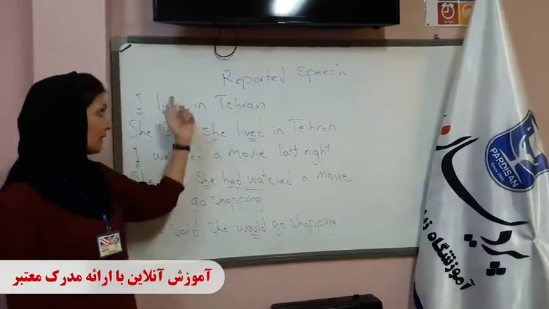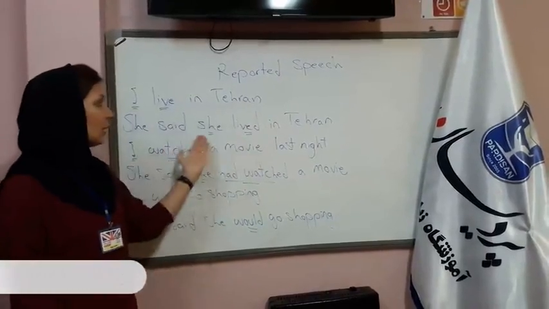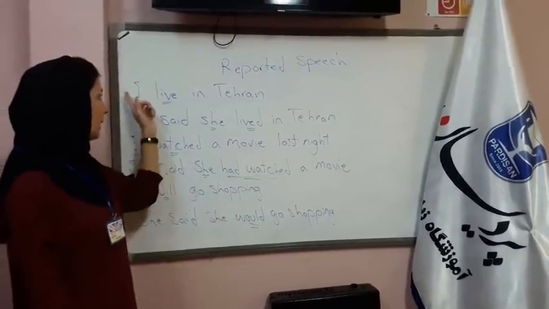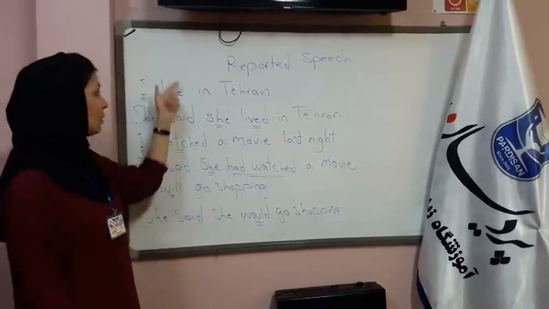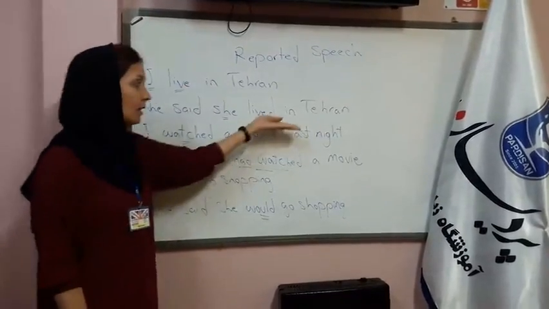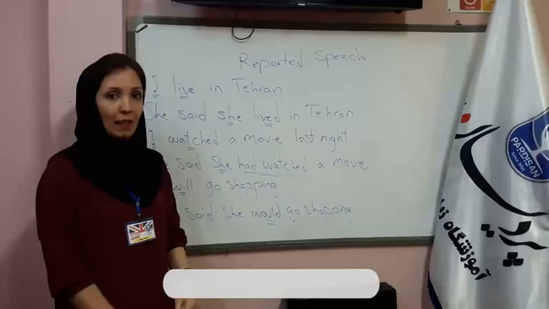Look at the sentences and look at the changes. This is my sentence, I live in Tehran. She lived in Tehran. We changed two things. We changed the pronoun, I to she, and we changed the tense, lived. This is simple present, this is simple past. So we changed the tense to one tense back.